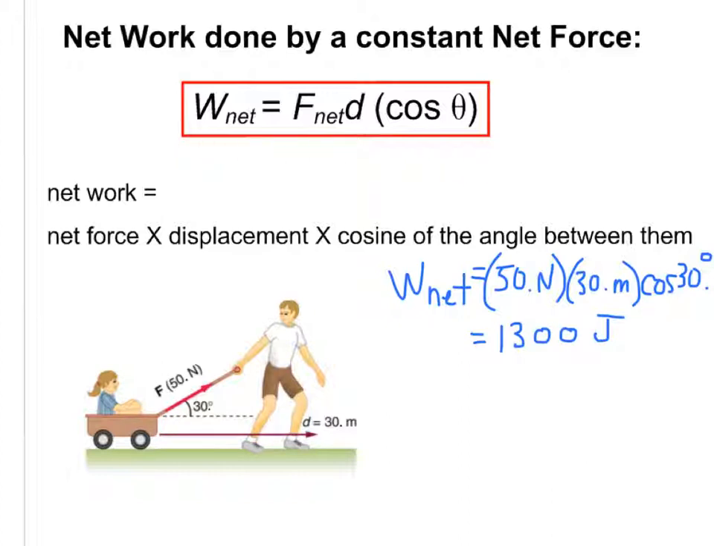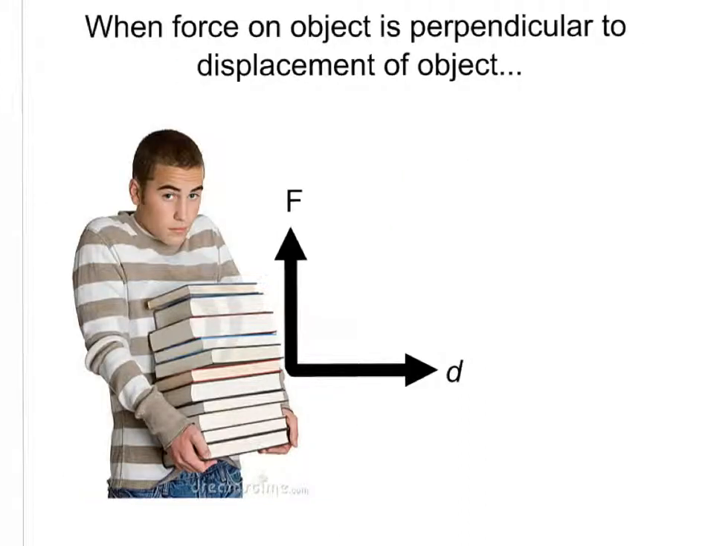So you can also derive this equation in other ways as well. One way to think of that is that the net work equals the net force times the displacement times the cosine of the angle between that force and that displacement. So let's apply this to a situation where we have the displacement perpendicular to the force. Here his force is holding these books up. If he is walking, his displacement would be at an angle that is 90 degrees to the direction of the force, directly perpendicular. So what happens in this case?